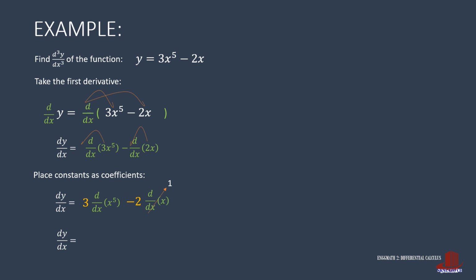Now let's differentiate. Dy over dx is the constant 3 and the derivative of x raised to 5, which is 5x raised to 4, with dx over dx. Then place minus 2. Dx over dx is 1. Simplifying terms, dy over dx then becomes 15x raised to 4 minus 2. This is the initial derivative.